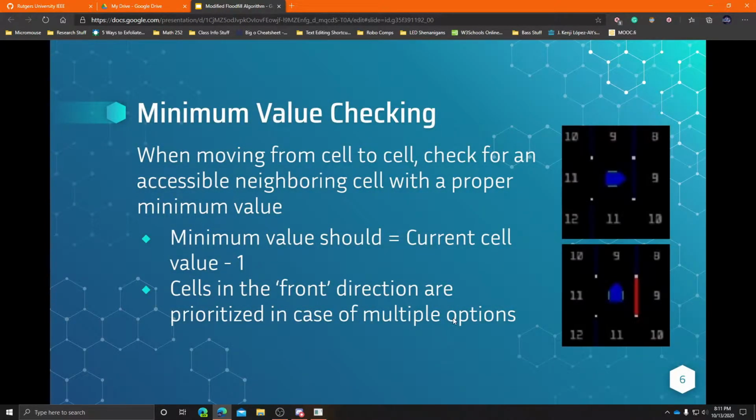Okay. So minimum value checking. This one's pretty self-explanatory. When you move from cell to cell, check for an accessible neighboring cell. That means a cell that doesn't have a wall in between on the way. Check for an accessible neighboring cell with a proper minimum value. What I mean by proper minimum value is that the cell with the lowest value of your neighboring cells should equal the cell you're currently on minus 1. In case there's multiple such cells that satisfy that condition, cells directly in front of you are prioritized.